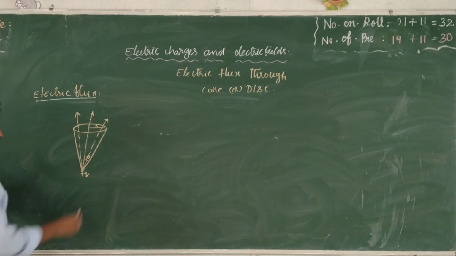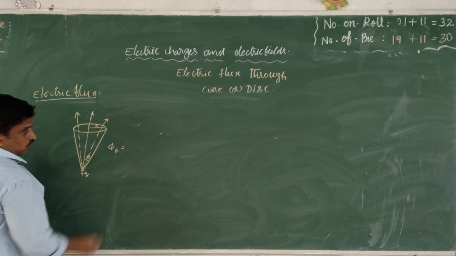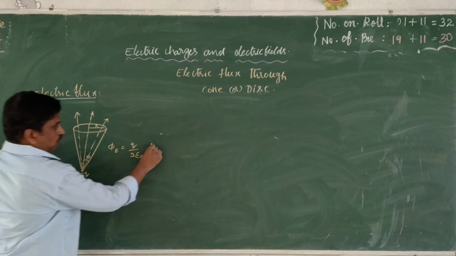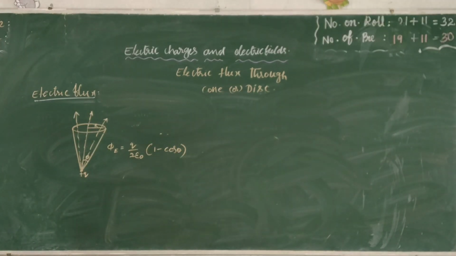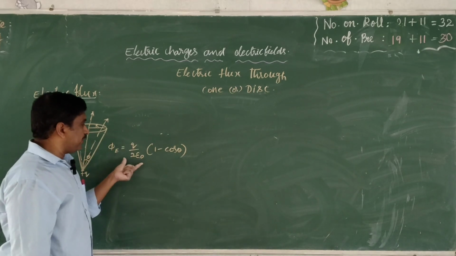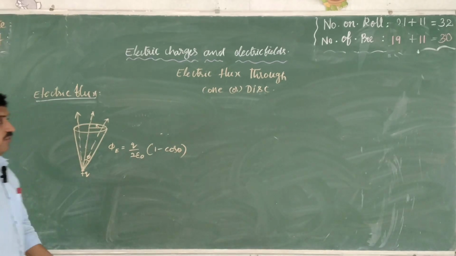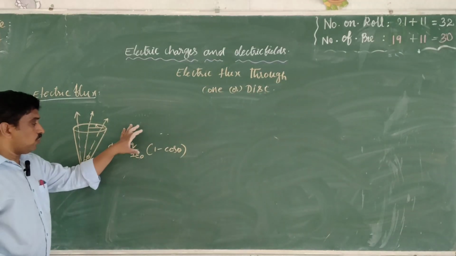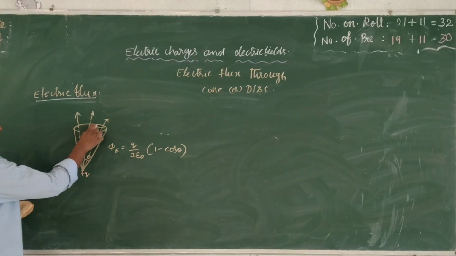Now we can write the flux through this surface as q by 2 epsilon naught into 1 minus cos theta. This is the formula for finding electric flux through a cone. We can derive it later. First, this is the formula for the flux through a cone: phi E equals q by 2 epsilon naught into 1 minus cos theta. Here theta is this angle, and this is the radius.